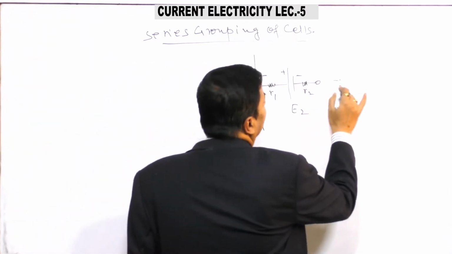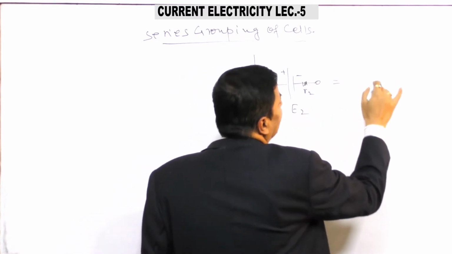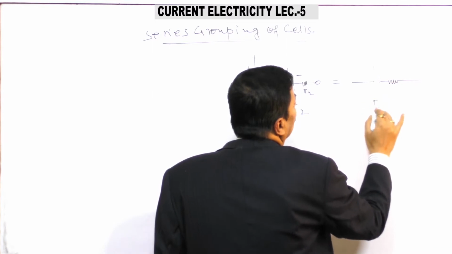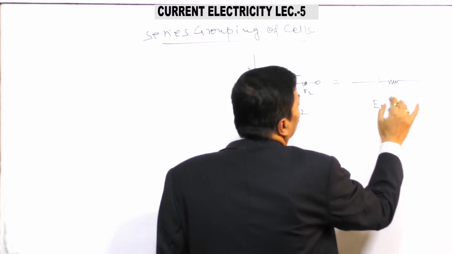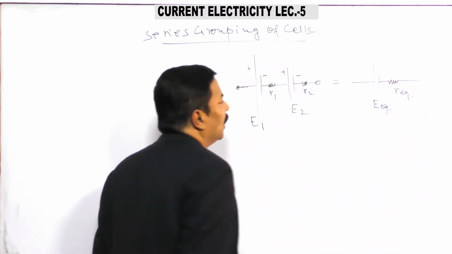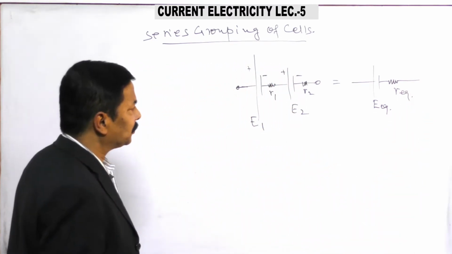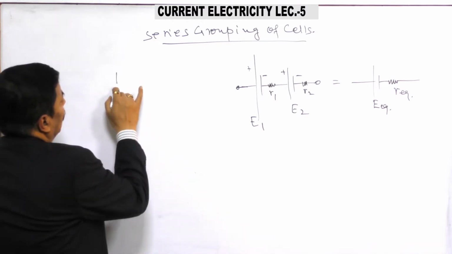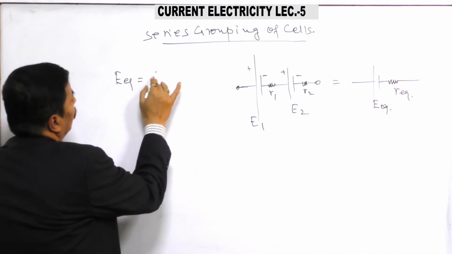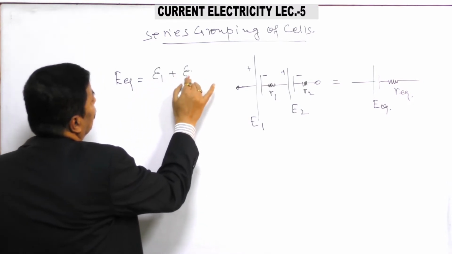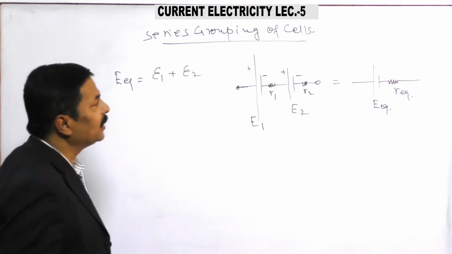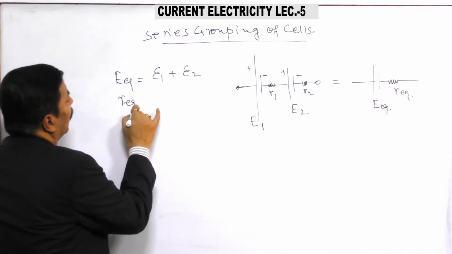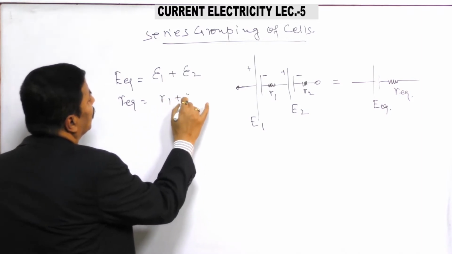If I represent this series grouping by a single cell, E equivalent and R equivalent, then the value of E equivalent is equal to E1 plus E2 in case of two cells. If more cells are there, we will add, and R equivalent is equal to R1 plus R2.